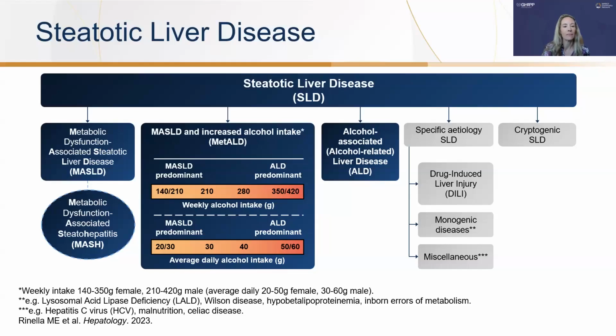And then there's this category of patients who have MASLD with increased alcohol intake. So this is going to be patients for women who are consuming more than 140 grams of alcohol per week, or for men, more than 210 grams per week. Or if you're looking at daily intake for women, more than 20 grams, or for men, more than 30 grams of alcohol per day, all the way up to an upper limit for women of 350 grams per week, for men, 420 grams per week, or daily alcohol intake of 50 grams for women and 60 grams a day for men.